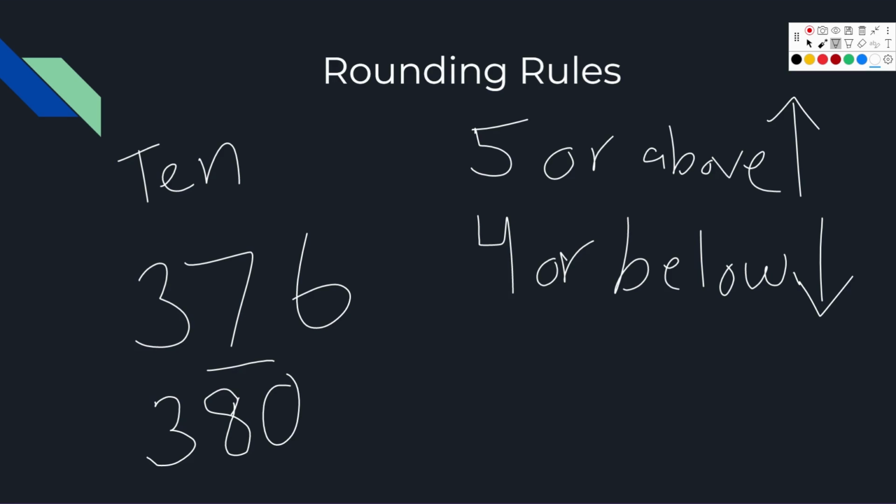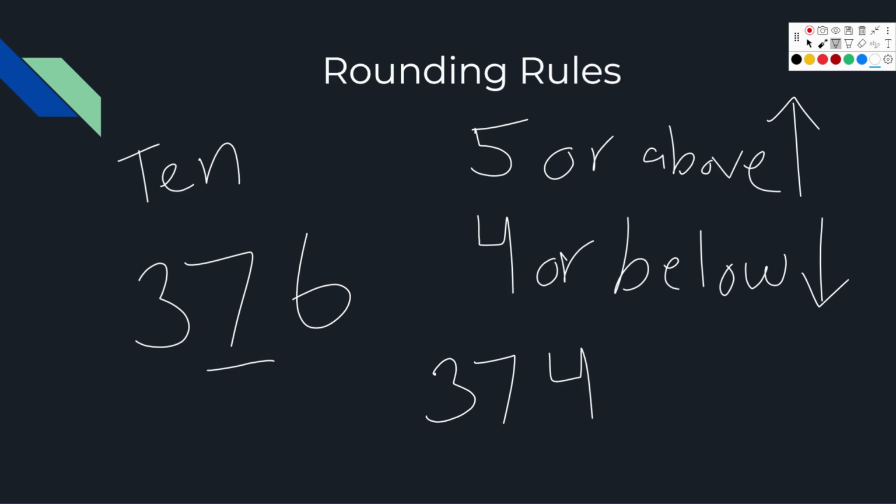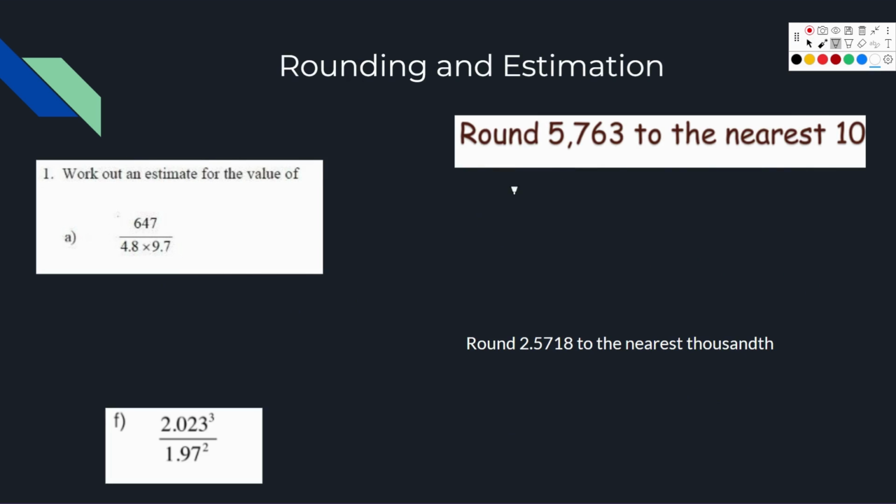So we get 380. Now, if there was another number such as 374, very similar, however, this number has a 4 in the ones place. So we would have to round down, and that would give us 370. When rounding down, the number in question basically just stays the same. So the tens place, which is the 7, just remains the same. And all numbers afterwards become 0 once again. And that is the basics of the rounding rules. Now we can look at some questions.